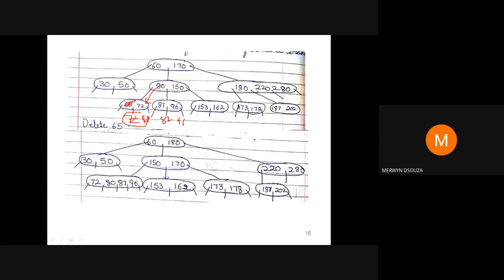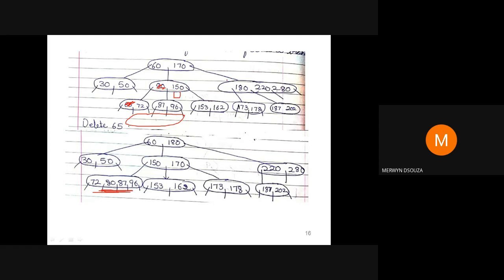But when I take 80 down by applying case 1, it causes an underflow here. Because it's causing an underflow here, I cannot apply case 1. So I apply case 2. When I apply case 2, 65 is deleted and this 80 is taken down. 72, 80, 87, 96 are merged. These things are merged, and there's an underflow here.